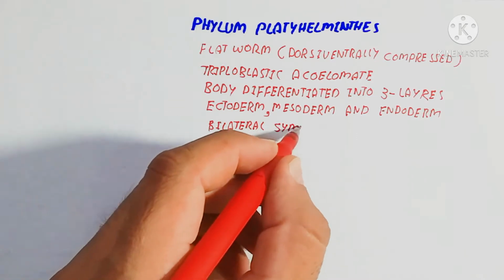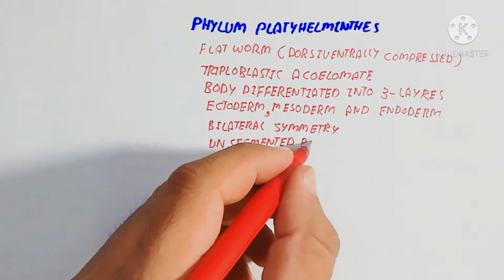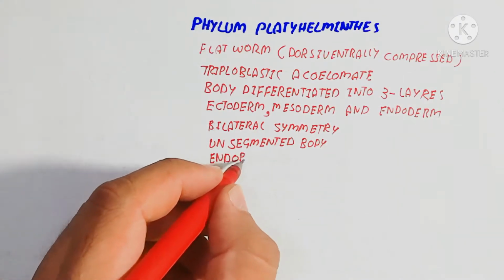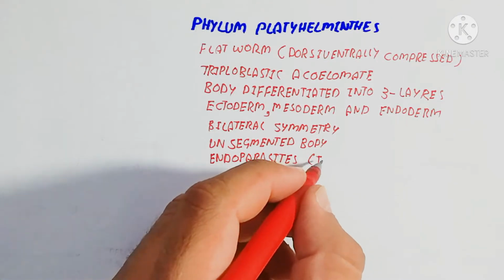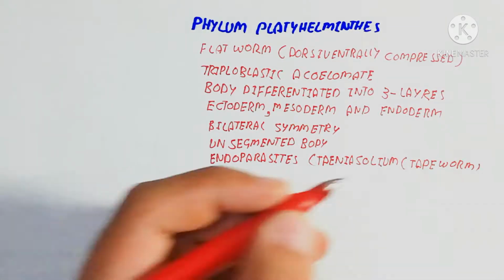On the other hand, it also has bilateral symmetry. It means the two halves are equal to each other, mirror images that make up the whole body. It has an unsegmented body; it is not segmented like annelids or arthropods.